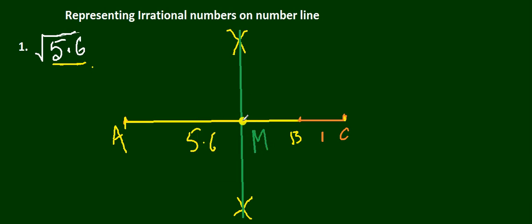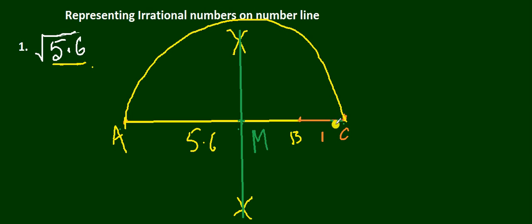Then we take this midpoint as the center and radius MC. Now I can take MC or I can take MA because M is the center. So we take M as the center and radius MC and draw a semicircle. The semicircle will look something like this. It's not exactly the same, but if you use a compass it will come properly.